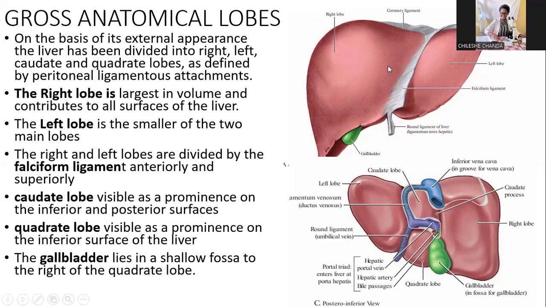The right and left lobes of the liver are separated by a ligament in the middle. This whitish thing that you're seeing there is known as the falciform ligament, and it's the one that separates the right lobe from the left lobe. The gallbladder lies in a shallow fossa on the right of the quadrate lobe.